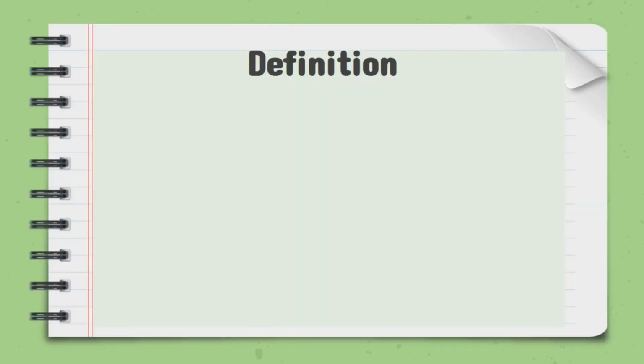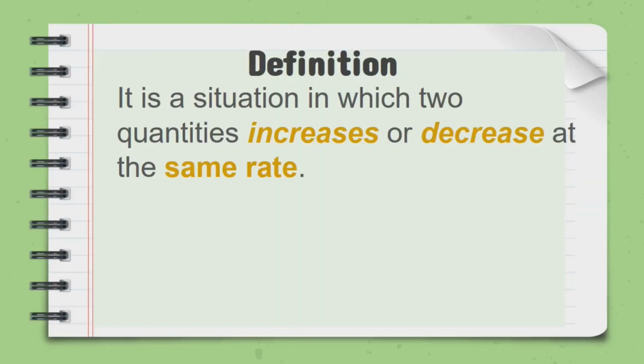Now, what did we say about direct variation? Remember, we said in our lesson 2 that direct variation is a situation in which two quantities increase or decrease at the same rate. Now let's continue by looking at some illustrations under direct variation.